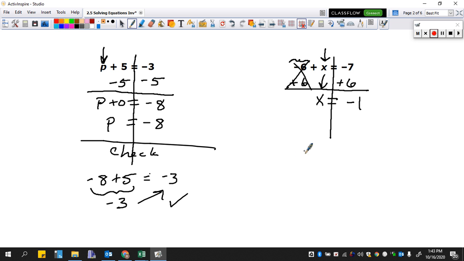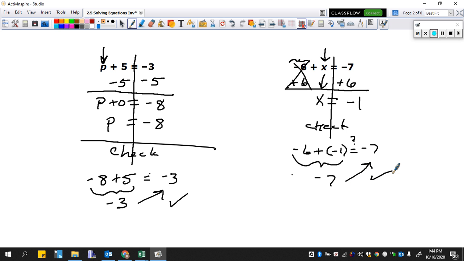Same thing over here. To check it, we say negative 6 plus negative 1. We want to see, is that equal to negative 7? Well, negative 6 plus negative 1 is indeed negative 7, so that checks out.